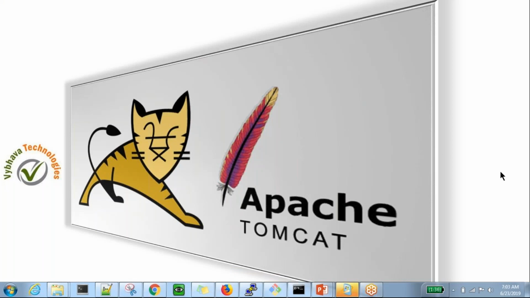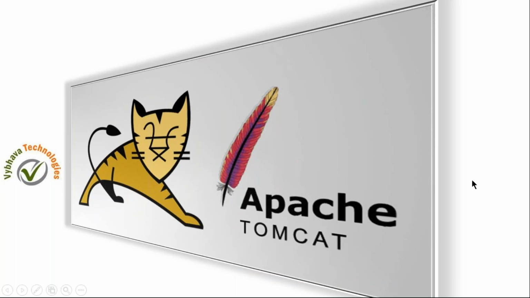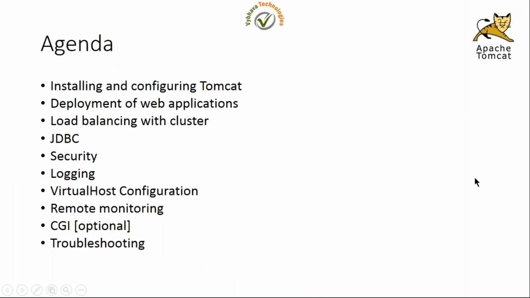All right. So, then I'll just give a high-level overview of what we are going to cover in this course. Okay. Tomcat installation and configuration would be the first task. I think today we can finish this first one. And then deployment of web applications. Then load balancing with the cluster. After that, database connectivity, JDBC configuration and testing that. Then the security process, which includes the SSL configuration.